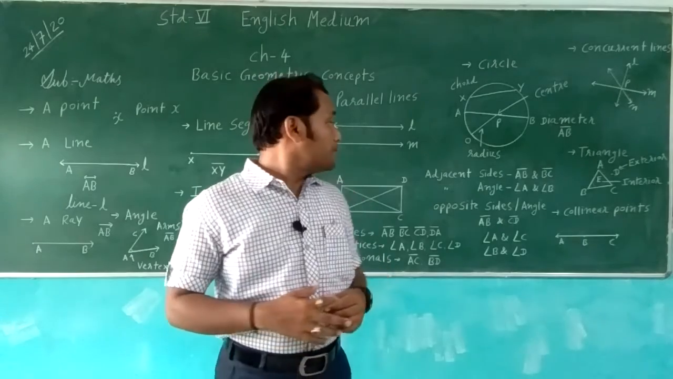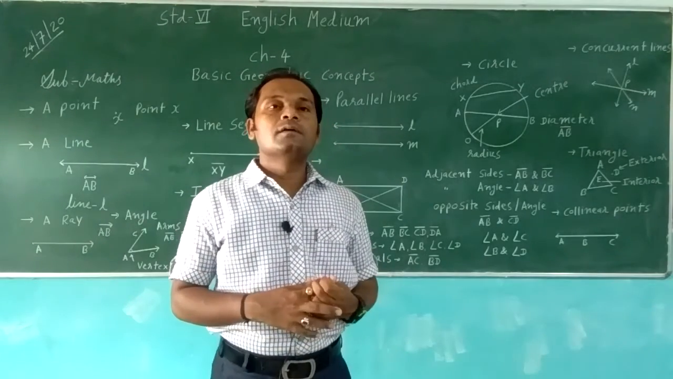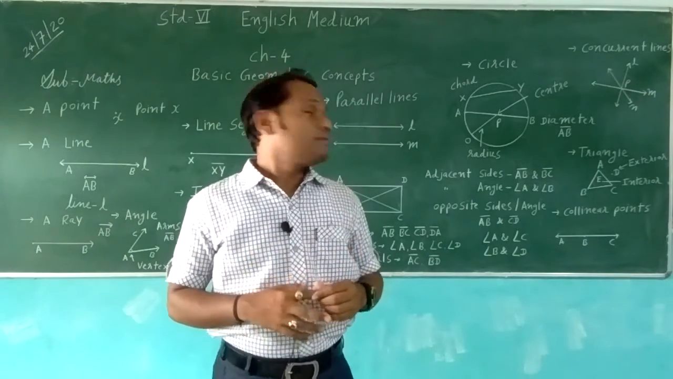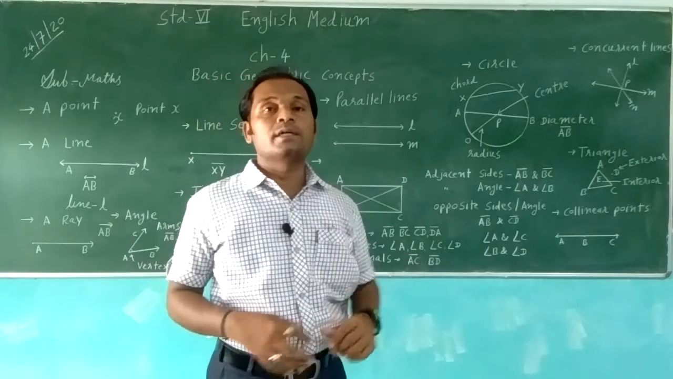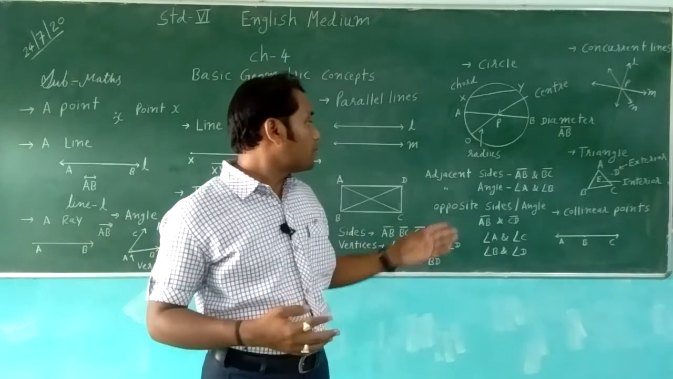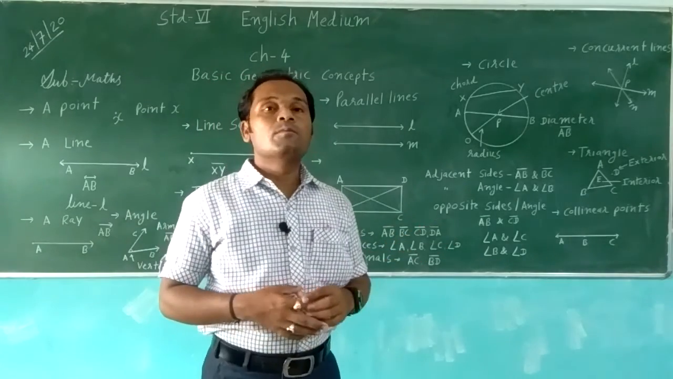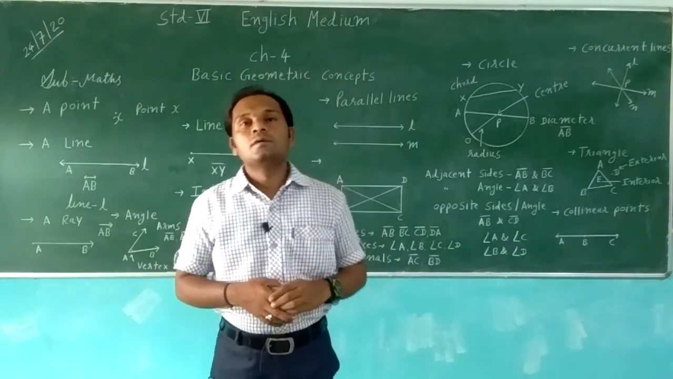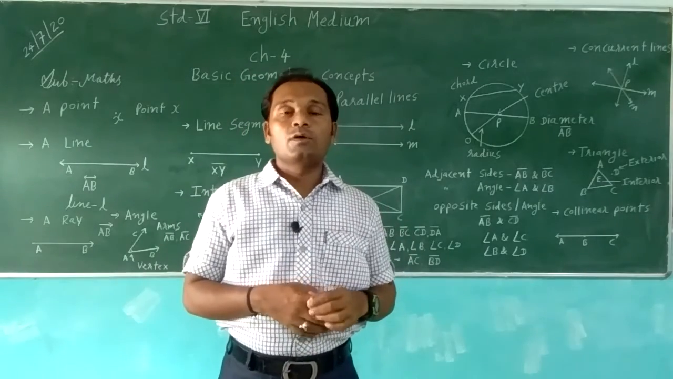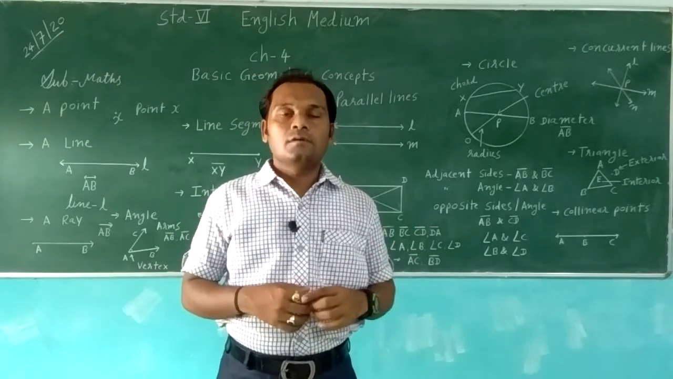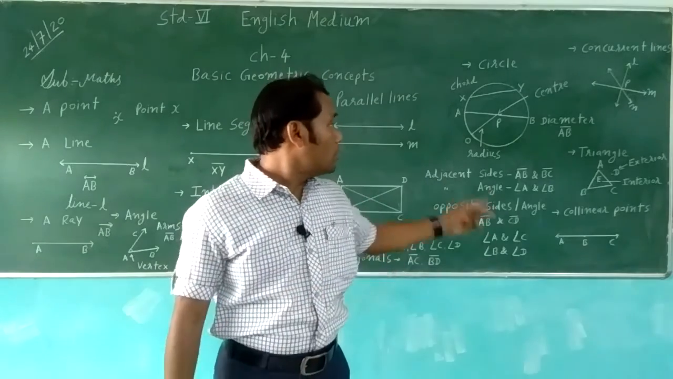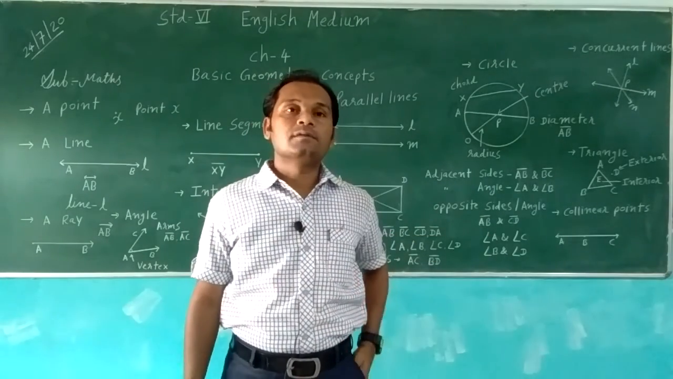Collinear points. Collinear points means if three points are on one line, if three points are together on the same line, then they are called collinear points.